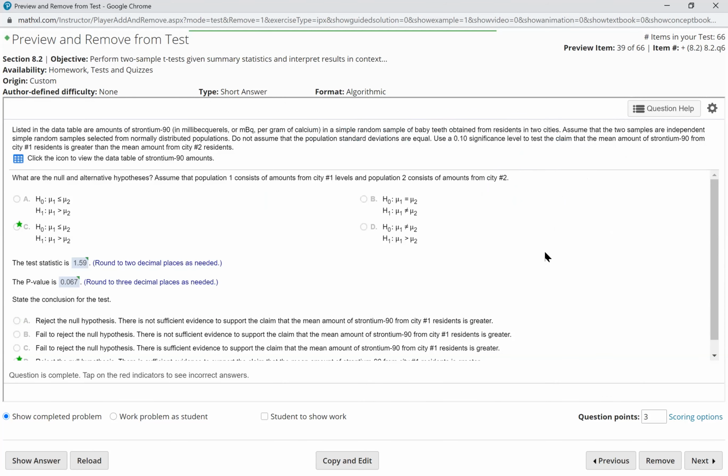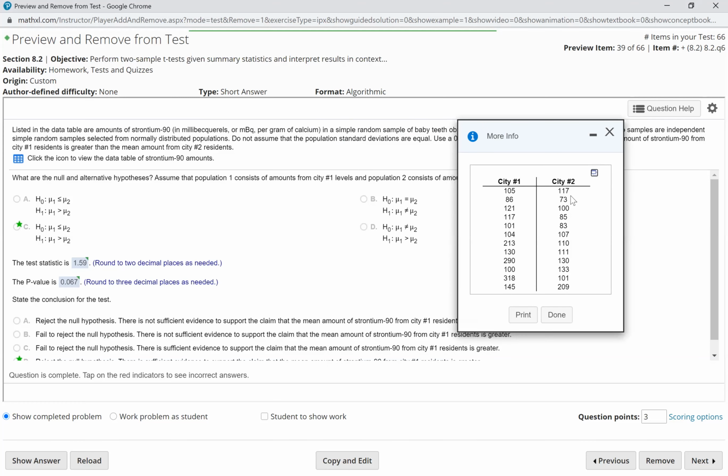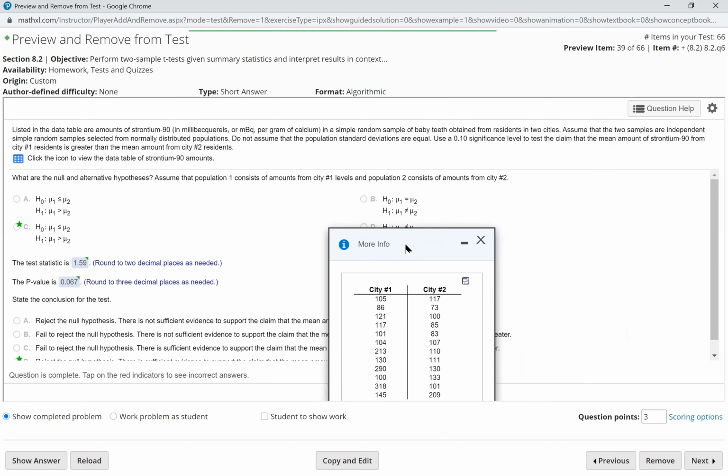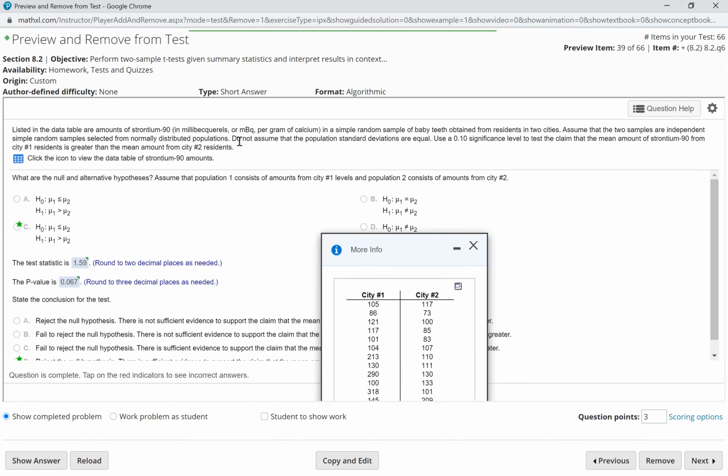Let me clear. Another one, let me see what's in there. Oh, two series. Let's see what the claim is. Do not assume, look what he says here. Do not assume population standard deviations are equal, guys. So you know what that means. Pooled is what here? Either he says population variances or population standard deviations, it's the same thing. So here pooled is no. And that's a clue for you. It's going to be a two-sample t-test.